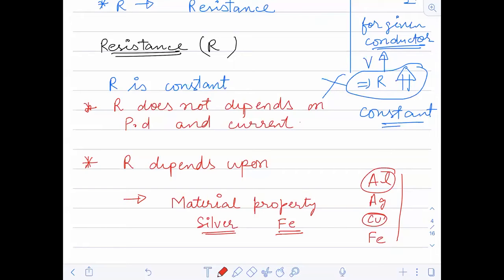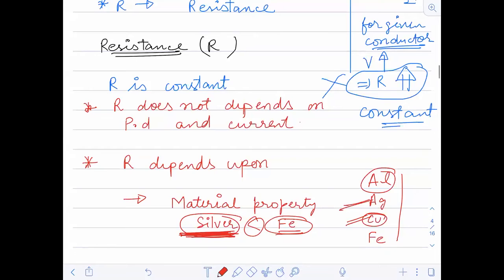Now see here. If silver is a better conductor than iron, that means what? Will the resistance be more or less? For silver, the resistance will be less. If silver is able to conduct more electricity, then the resistance has to be less. Then only I can say that iron is having less current through it.